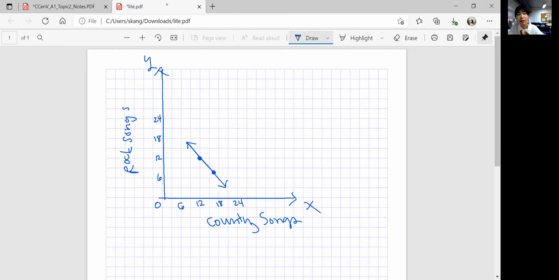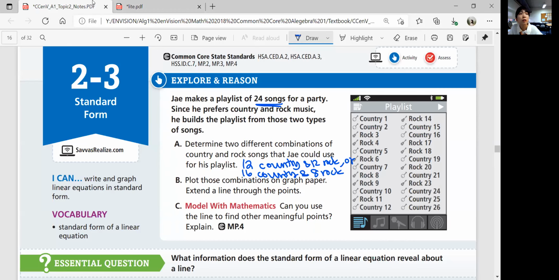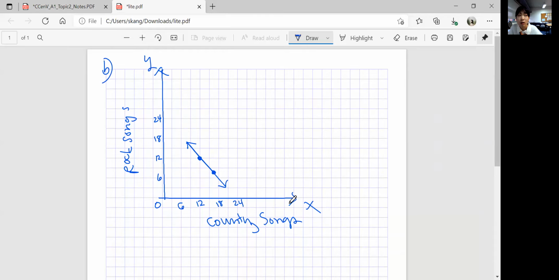Okay, this has a pattern. This obviously has a pattern, and it's going to hit points at the y-axis and the x-axis. Okay, that is part B. Model with mathematics, part C. Can you use the line to find other meaningful points? Look at the line. Can you use it to find other points that could possibly be a combination? Yes. Explain why.